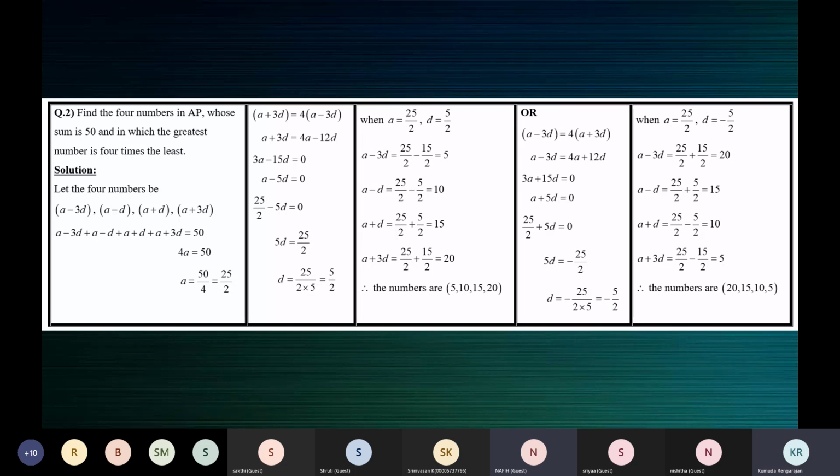So we've seen the assumption earlier: 4 numbers in AP. Let the 4 numbers in AP be A minus 3D, A minus D, A plus D, and A plus 3D. When you want to find 4 numbers in AP, this assumption will be very convenient to find the numbers.